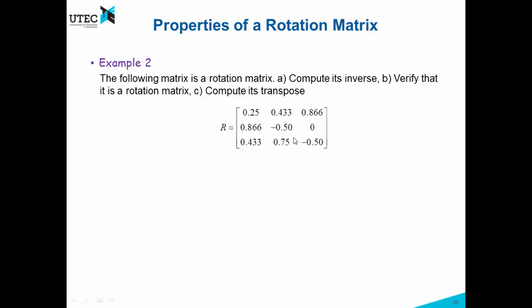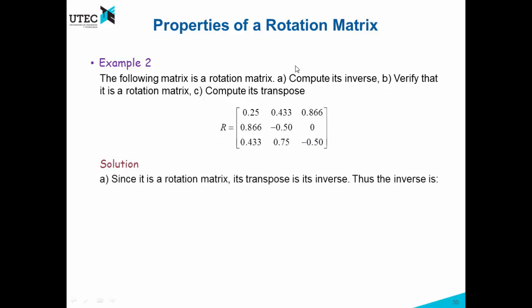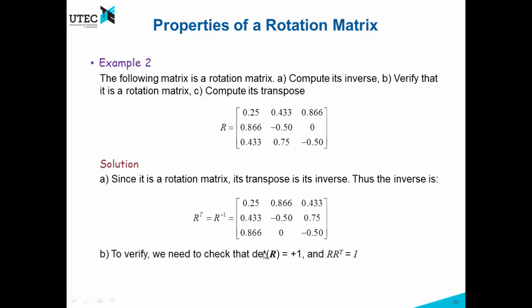We want first to compute its inverse. We know that the inverse is the transpose because this is a rotation matrix. So we can just compute the transpose, and this will be equal to the inverse. Then B, we want to verify that it is a rotation matrix. We would need to check that these two properties hold, and in fact they do hold. And then we want to compute this transpose, but we have already done it here. You can also verify using a numerical program like MATLAB or Python that the inverse will be equal to the transpose.